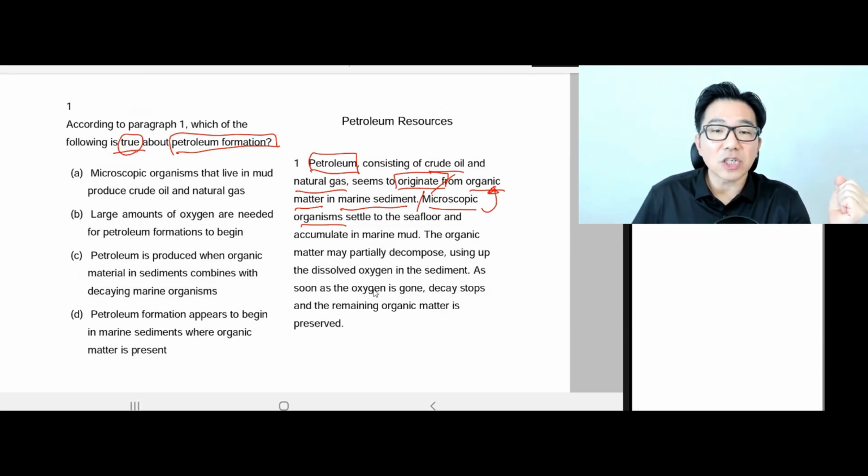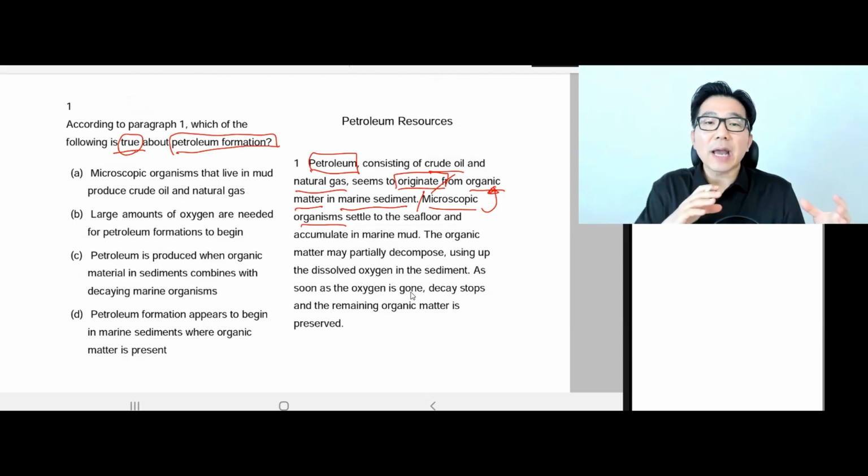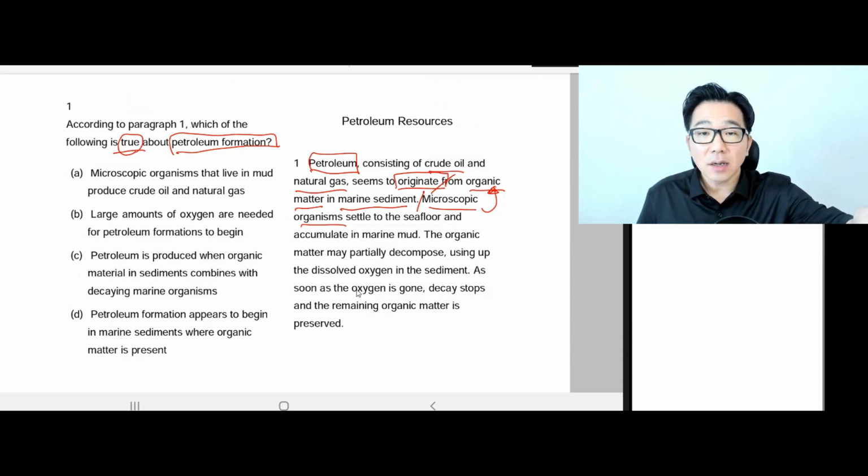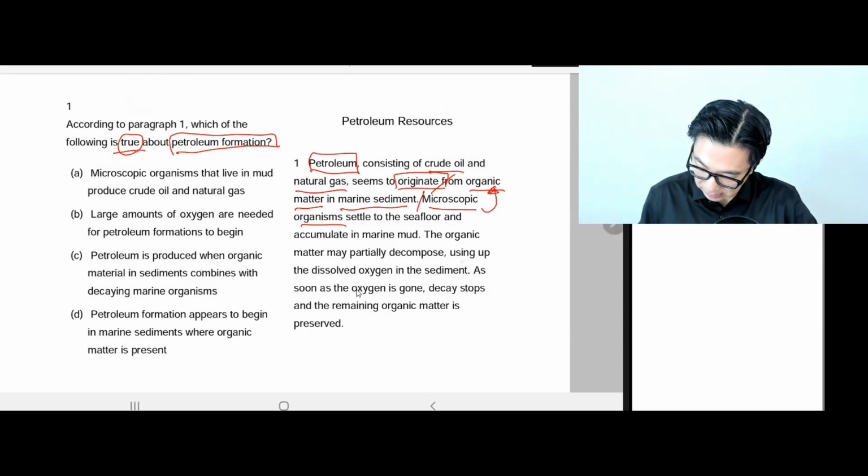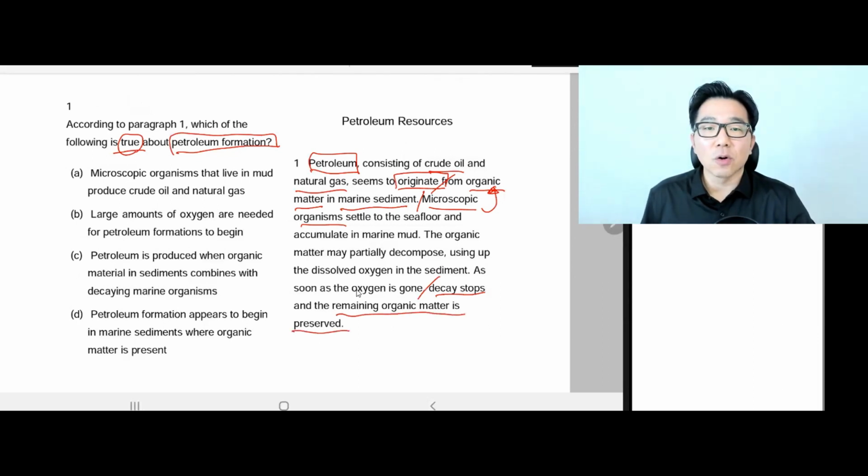As soon as the oxygen is gone, so after part of organic matter gets decayed, it seems all the oxygen in the sediments are gone. Okay, it's all used up. There are no more oxygen. Then decay stops, obviously, because you need oxygen to be decayed. If there's no oxygen, it cannot be decayed. And the remaining organic matter is preserved, so they don't decompose anymore. It stays still. It gets protected in its original form, preserved, right?